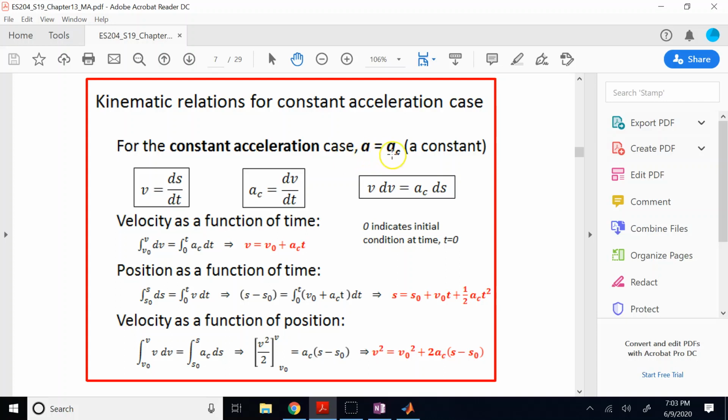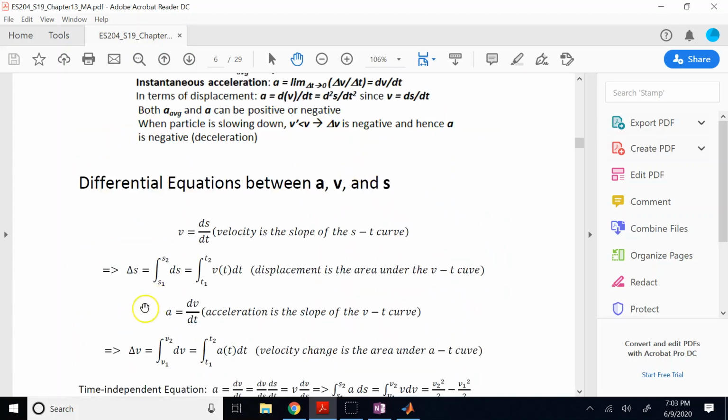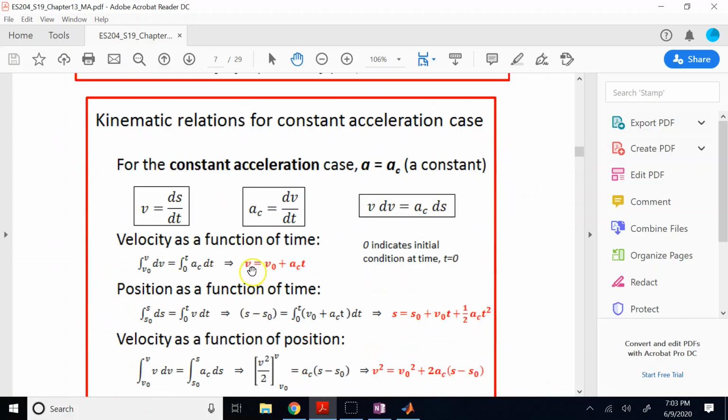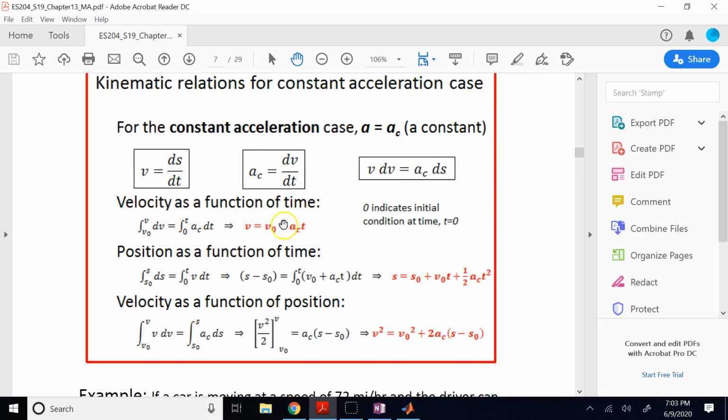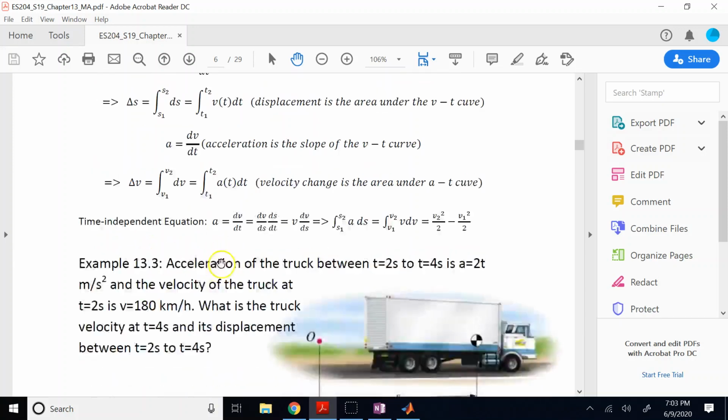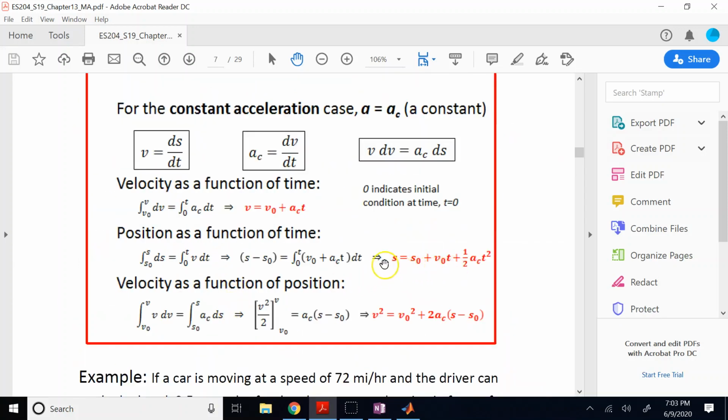Now, if we call that constant acceleration AC, if I integrate this equation, a equals dv over dt, I see that velocity is going to be a linear function of time, right? So velocity is going to be initial velocity plus acceleration times time. Because now v is a linear function of time, if I integrate it one more time to get position, what happens? Your position is going to be a quadratic function of time. It is initial position plus initial velocity times t plus half acceleration t squared.